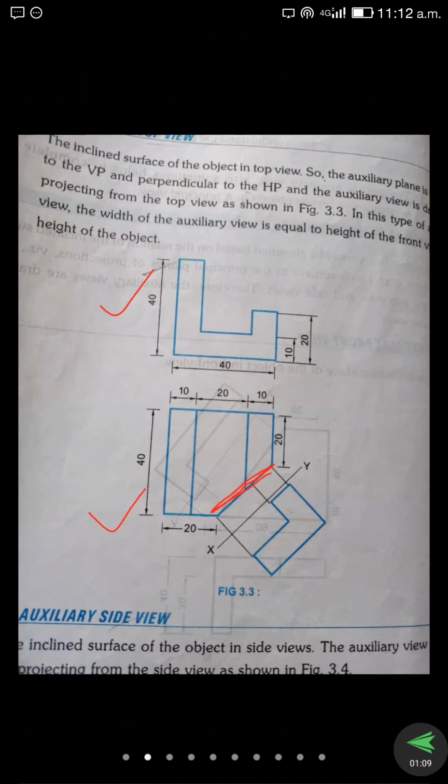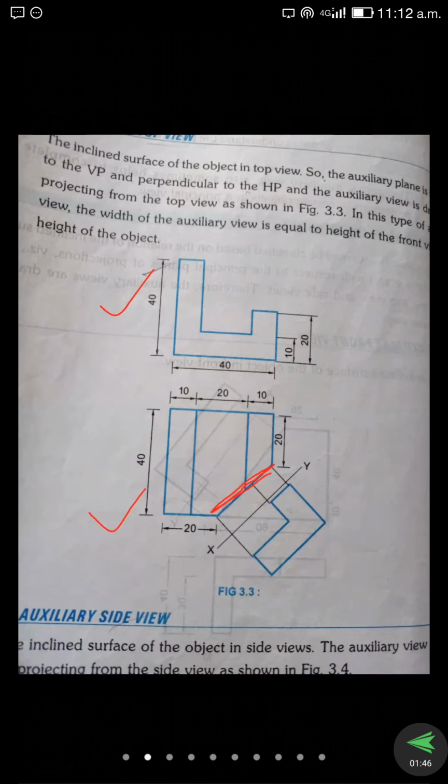Okay. So here the auxiliary plane is inclined to the VP and perpendicular to the HP. First we find out where the inclined surface or sloping surface is. Is the inclined surface in the front view, top view or side view? Okay. So what is the definition? The inclined surface of the object is in the top view and the plane is inclined to the VP and perpendicular to the HP. Okay. So here is one process for how to draw the true shape of the object.